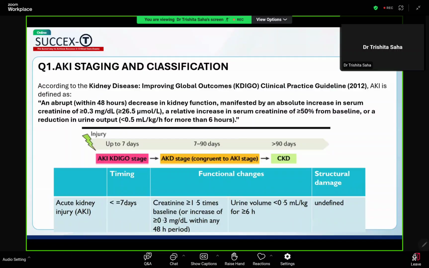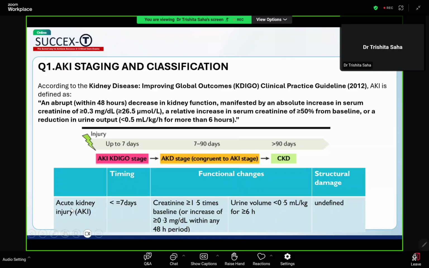So the first question will be AKI staging and classification. For AKI staging, first you have to write the definition given by the KDIGO guidelines, that is the standard. It is an abrupt, within 48 hours, decrease in kidney function manifested by an absolute increase in serum creatinine of more than 0.3 milligram per dL, a relative increase in creatinine of more than 50% from baseline, or a reduction in urine output to less than 0.5 ml per kg per hour for more than 6 hours. So you can write this description also, which is mandatory. Otherwise, you can make a table like this, which I have made.